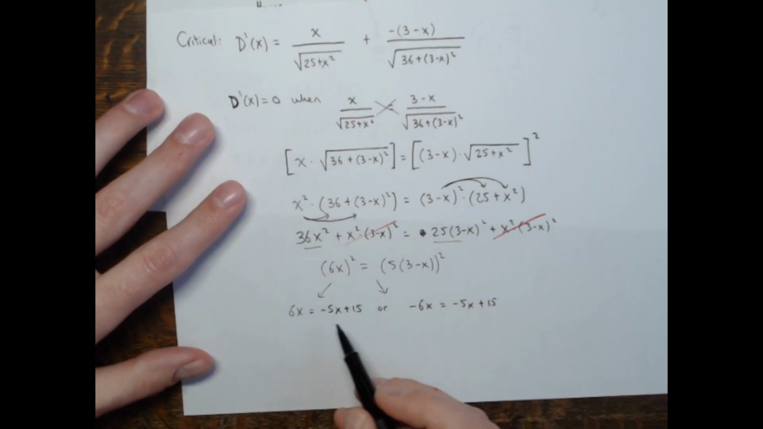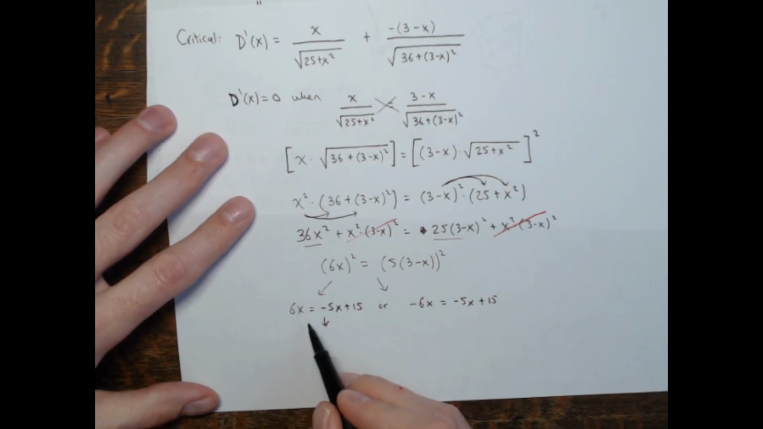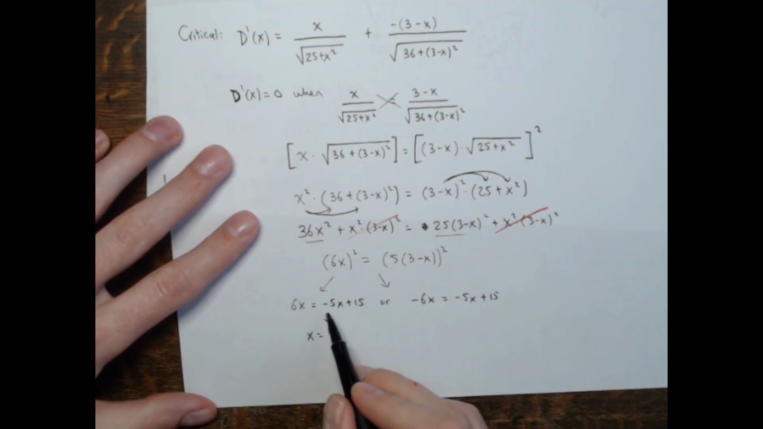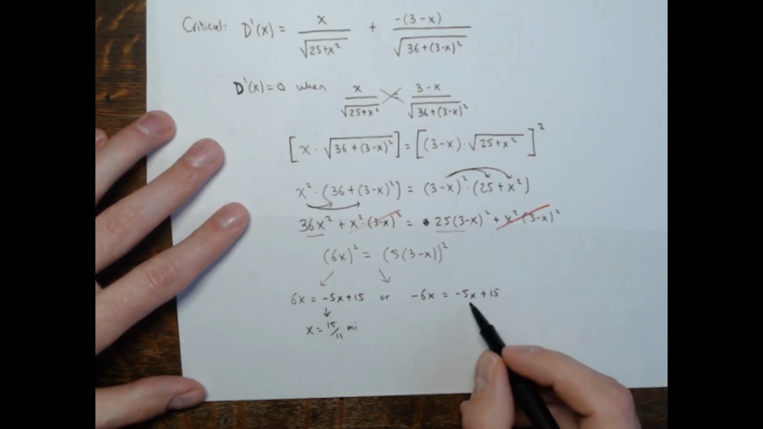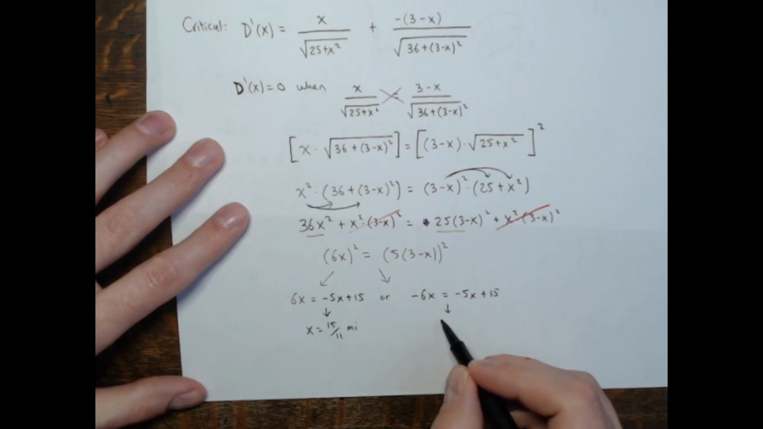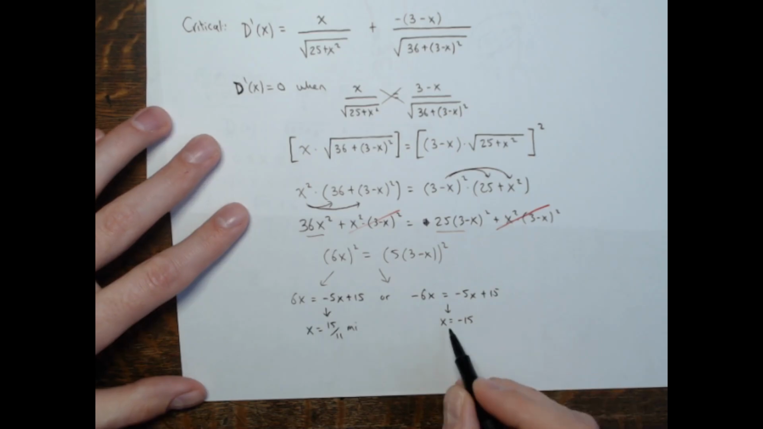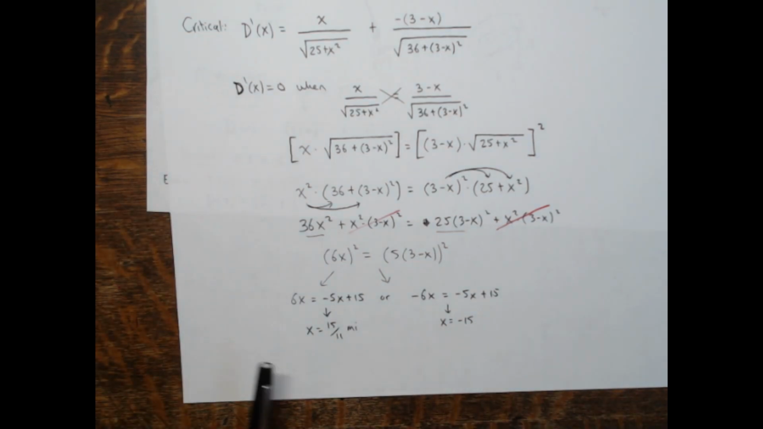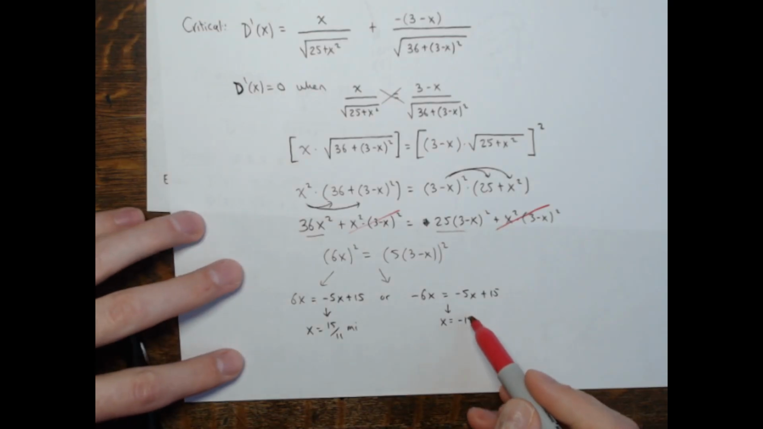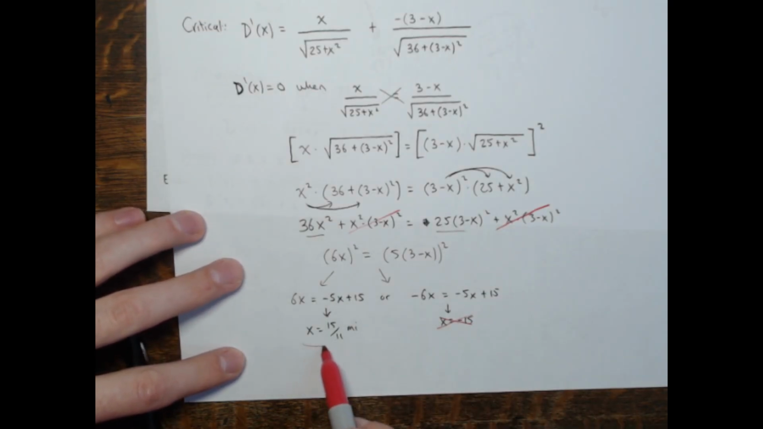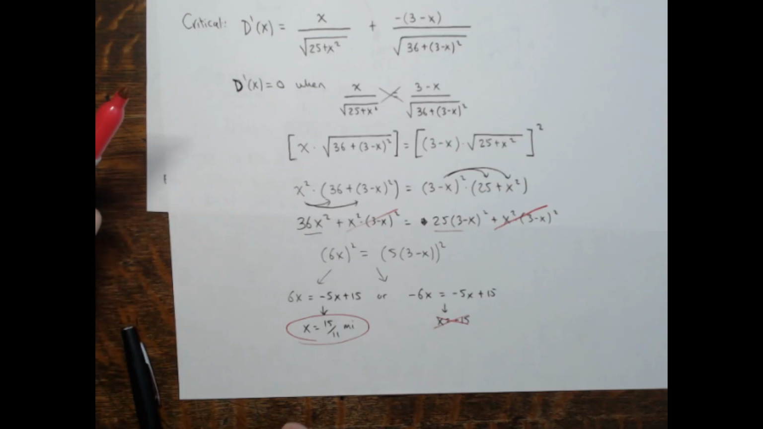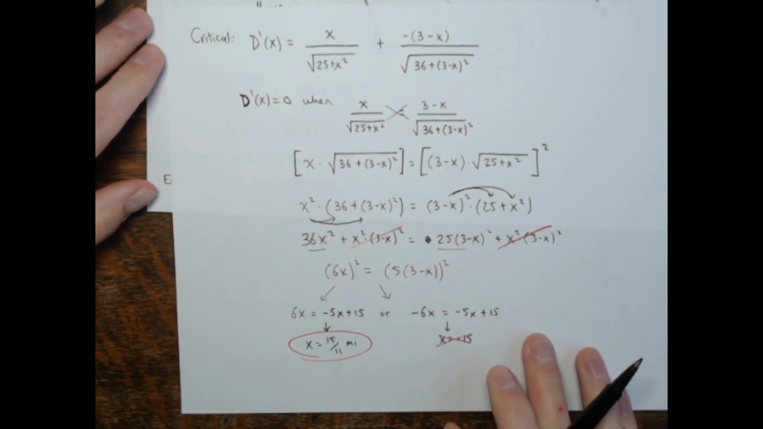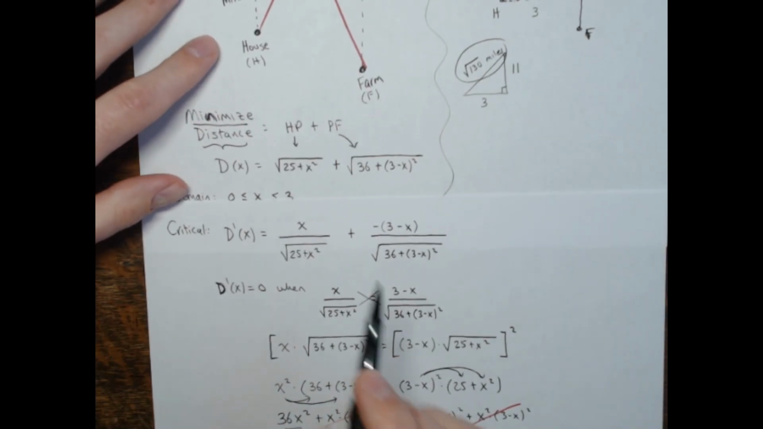Plus 15. So from here I'm getting x equals 15 elevenths. I'm going to add 5x, divide by 11, would be miles. And then here, getting x equals negative 15, which can't happen. Remember, x has to be between 0 and 3. X is a positive quantity. So that's not happening. So the only value x could be that will minimize the distance is this 15 elevenths. And then I would plug it in.